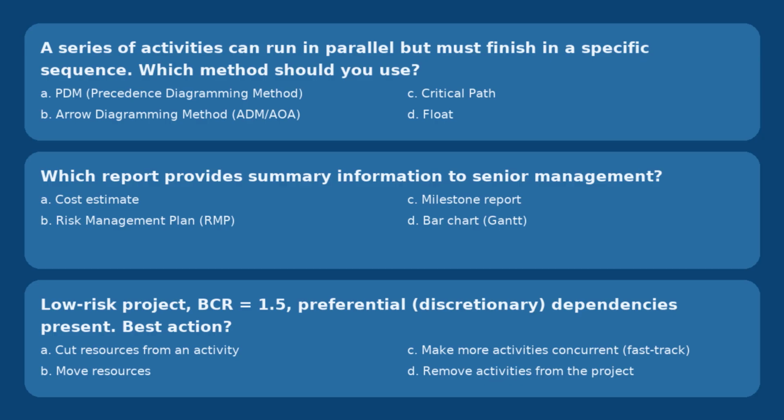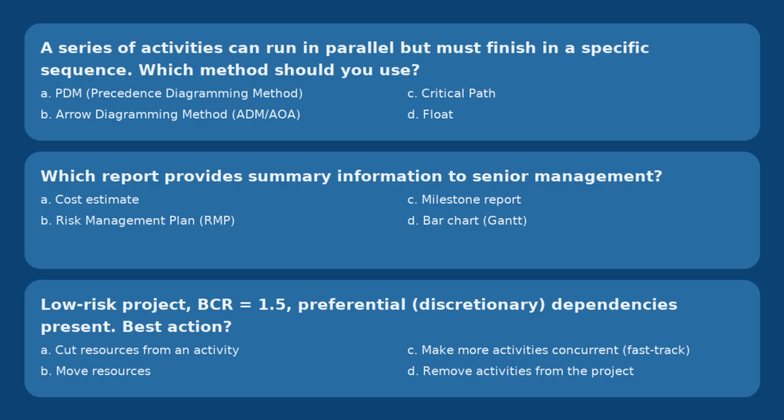Let's understand. High benefit versus cost. BCR, benefit cost ratio, of 1.5 plus soft logic screams fast track. Relax discretionary links to run work in parallel and bring value forward without adding cost. Other options are not the right answer. When you cut resources, it's going to slow you down. When you move resources, it often implies crashing, which means extra cost or coordination. Removing activities risks a scope gap. Convert from finish to start to start to start with a sensible lag. Add quality assurance gates and acceptance checks to guard quality while overlapping.